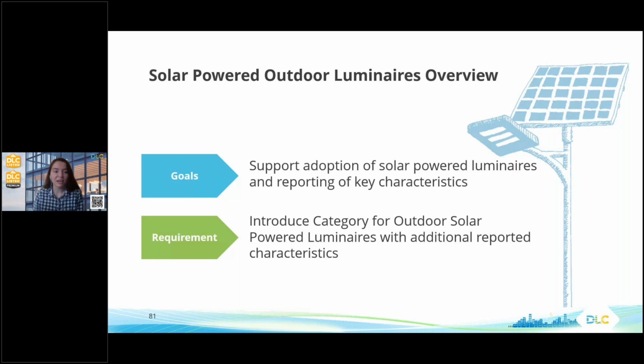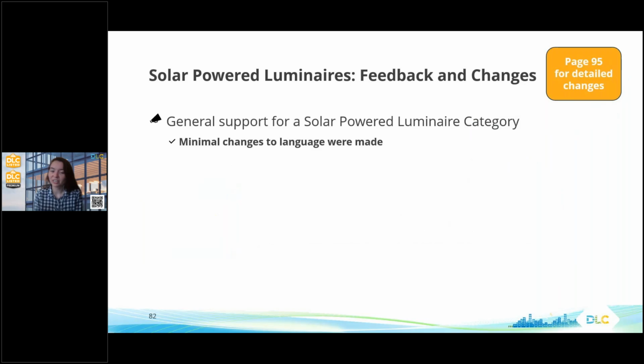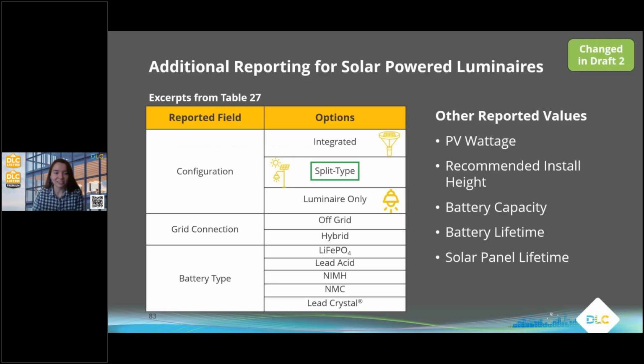The feedback we received on our Draft 1 proposal was generally supportive, and in Draft 2, we only made language changes, adding acceptable terms and changing the separate components configuration to split type to align with the industry. In version 6, DLC qualification applies only to the luminaire component of the product. At this time, the DLC is not proposing to qualify solar panels, batteries, or any other system parts that aren't otherwise qualified under the outdoor luminaire category.